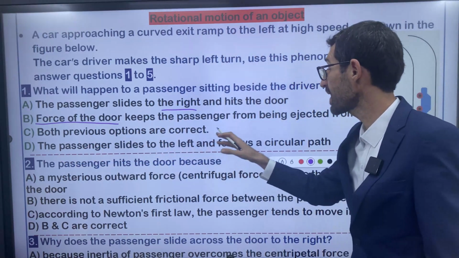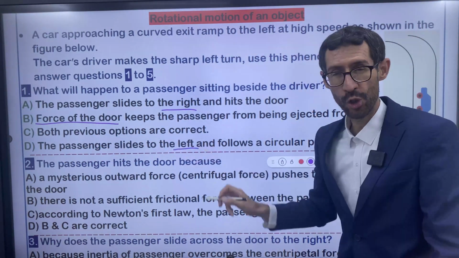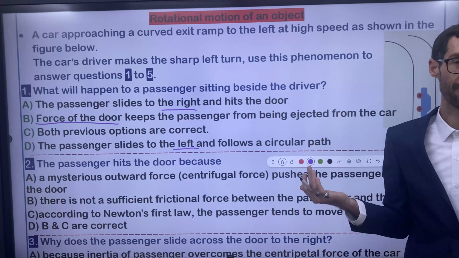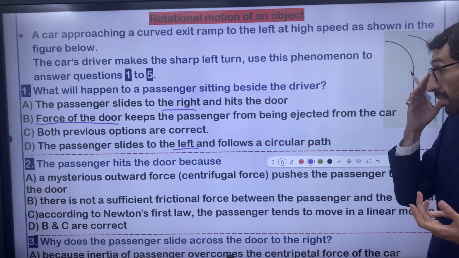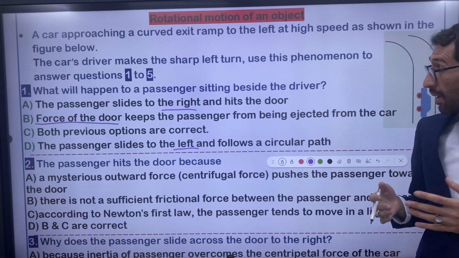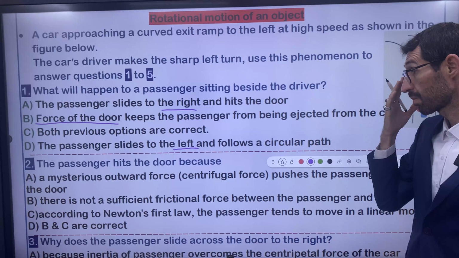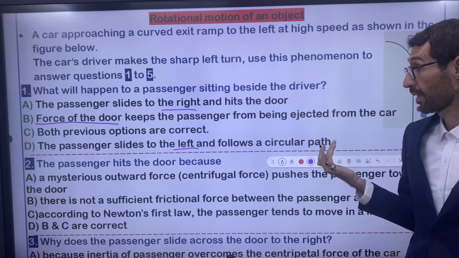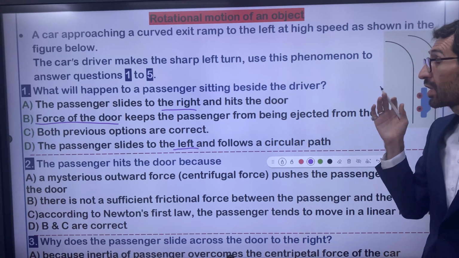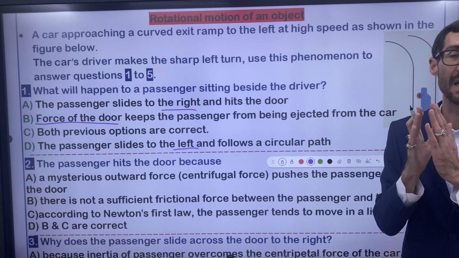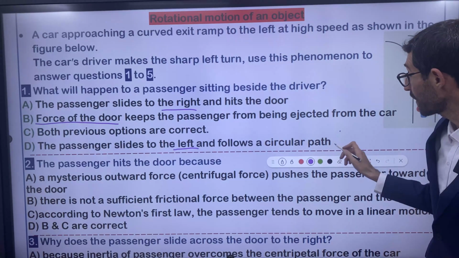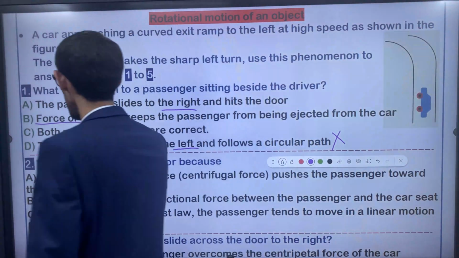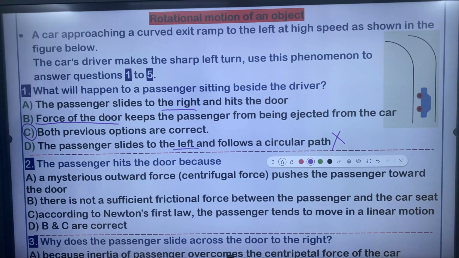The passenger slides to the left. It's not true actually. If the passenger slides to the left, there's no problem for this situation, and the person does not slide actually. So that's why the passenger does not slide to the left. The passenger slides to the right and follows a circular path. That's why we don't accept this one. Actually, A and B are true. So option C is true.